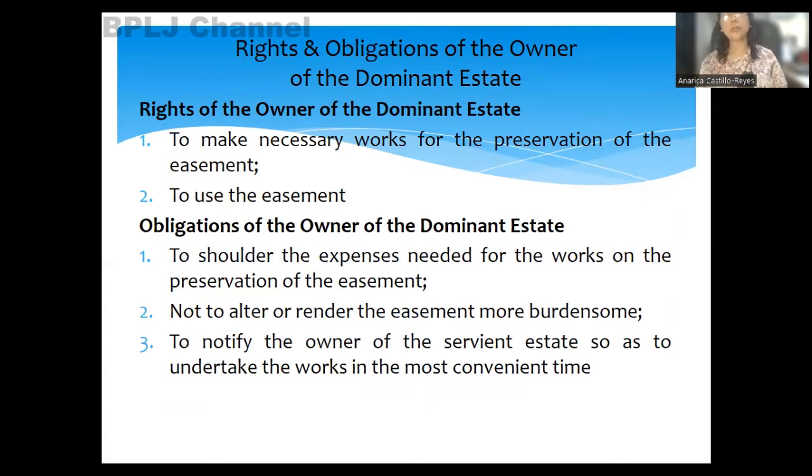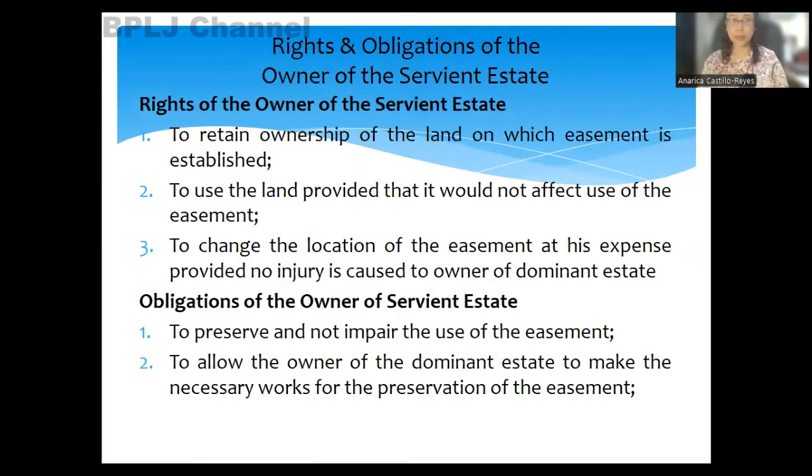Second, not to alter or render the easement more burdensome. And third, to notify the owner of the servient estate so as to undertake the works at the most convenient time. So whenever there are works needed for the preservation of the estate, he has the obligation to inform the owner of the servient estate so as to schedule the works at a time most convenient to the owner of the servient estate.